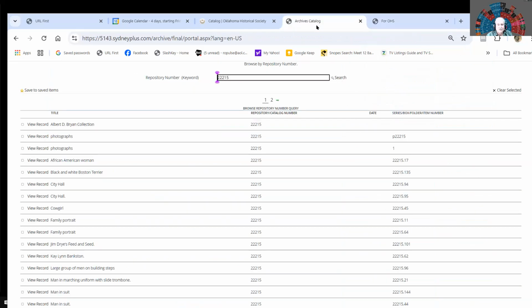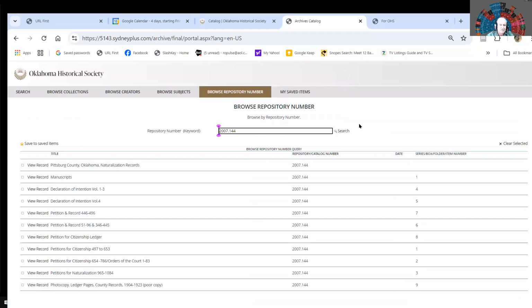This is a very interesting collection. The Pittsburgh County Genealogical Society had 19 books from the federal court that was in McAlester for naturalization records, and they have the declarations of intent and the petition records in here. They're in 9 boxes, but you will see the boxes here. This is how many documents are in each one of them, I think.